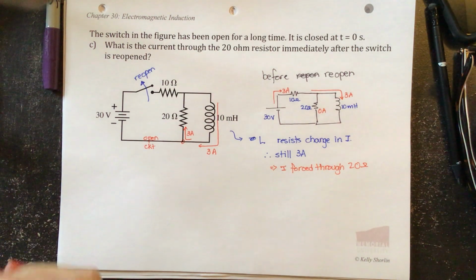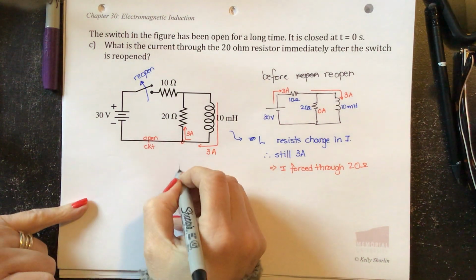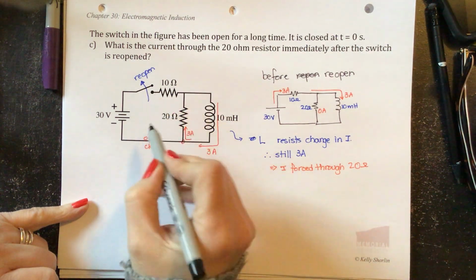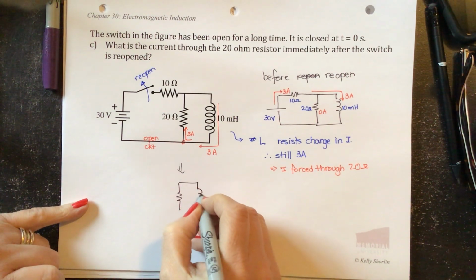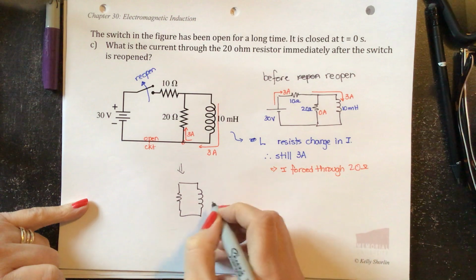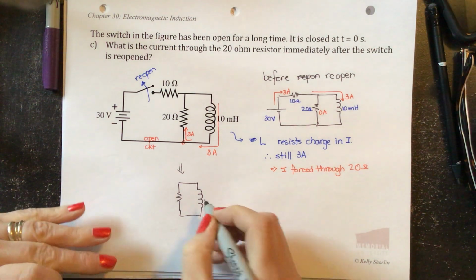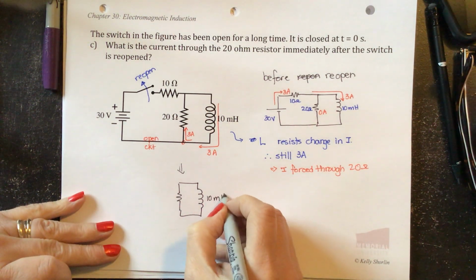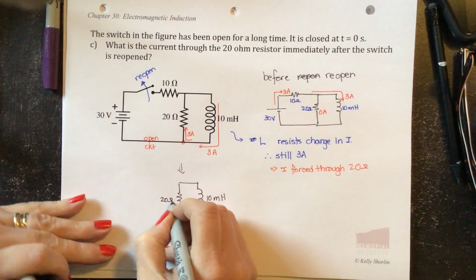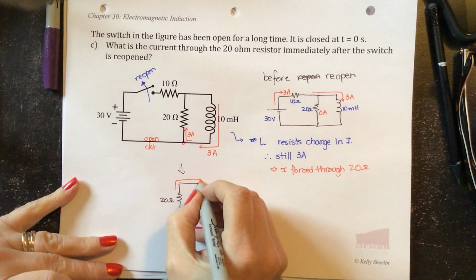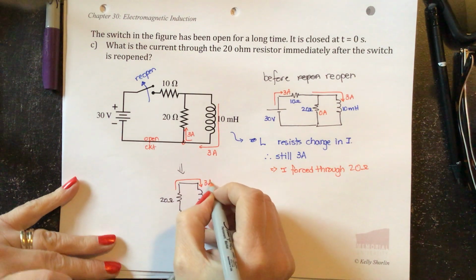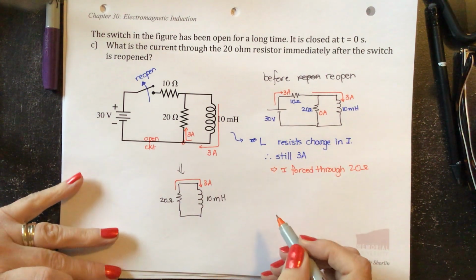So if we wish, you could redraw that circuit with the open switch. Since there's an open switch here, we don't even need to include it because there's nothing happening in that part of the circuit. Nothing can flow if the circuit is open. So there's our inductor, there's our resistor, and the current flowing around it is 3 amps. That's what happens immediately after it reopens.